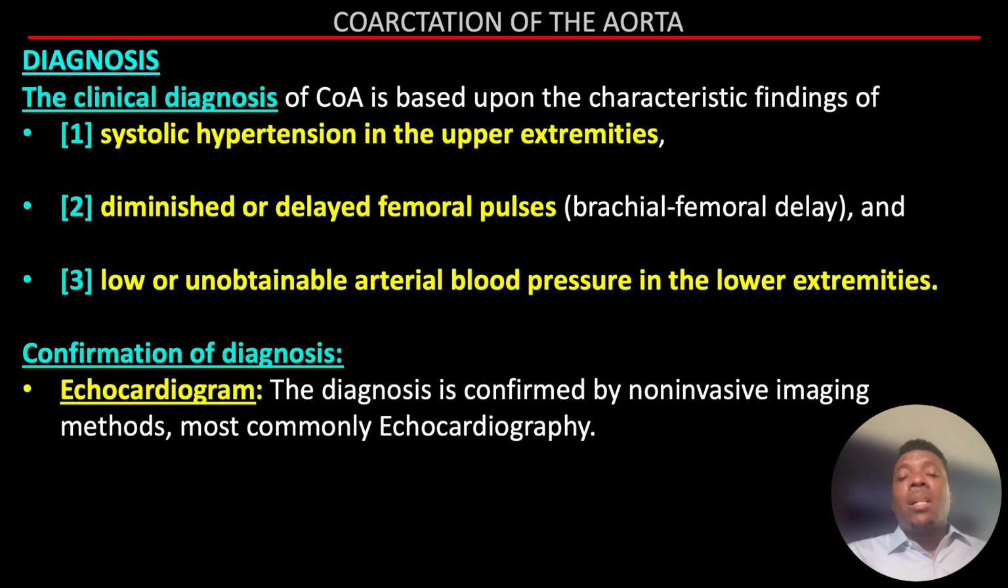Coarctation of the aorta is a clinical diagnosis based on the presence of upper extremity high blood pressure, lower extremity low blood pressure relative to the upper extremities, as well as the brachiofemoral delay, as well as delayed pulses in the lower extremities compared to the upper extremities, especially in the setting of echocardiographic evidence of coarctation of the aorta.